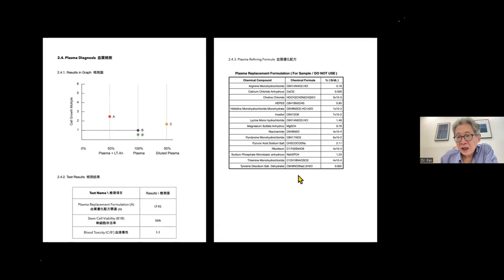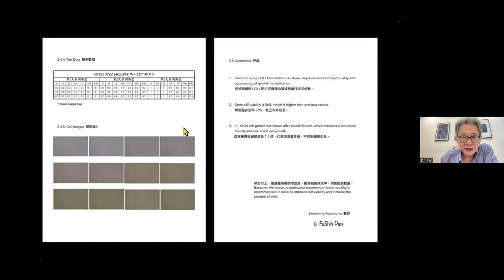And on the right side, these are the biochemical reagents. And of course, all of them are pharmacologically licensed, GMP grade since then, and legal approved by the local FDA. And these are the reagents we use to compound the artificial plasma replacement fluid. And these are the photos from the stem cell culture. And these are the comments. And this is the signature by me after I reviewed it.